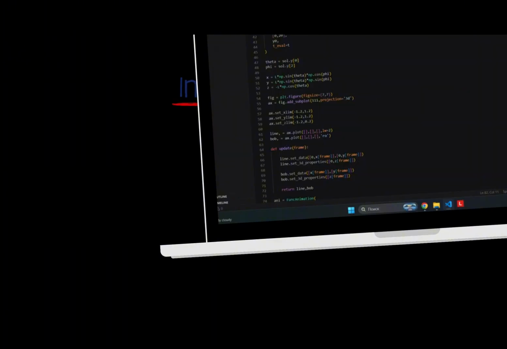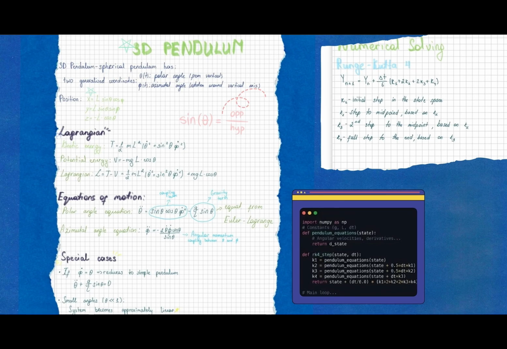Deriving the equations. Now let's talk about where the equations come from. We start from a fundamental principle of physics, Newton's second law. The pendulum is affected by two forces: gravity acting downward and tension acting along the rod. The key idea: the tension force does not influence the angular motion directly. It only ensures that the length of the pendulum remains constant, so the motion we observe is mainly due to gravity.